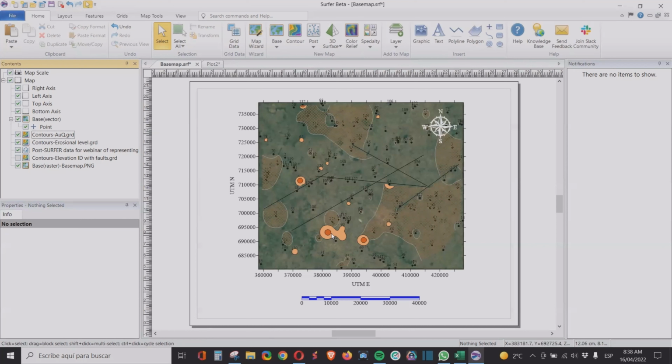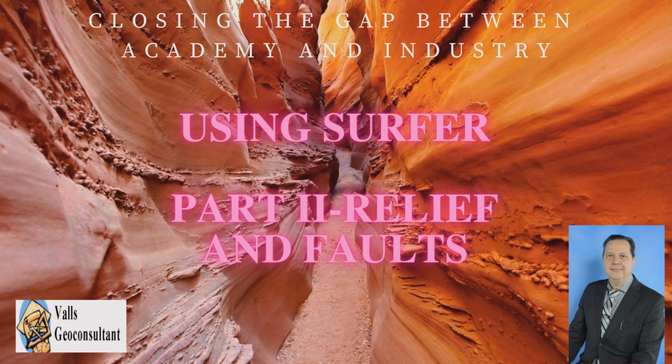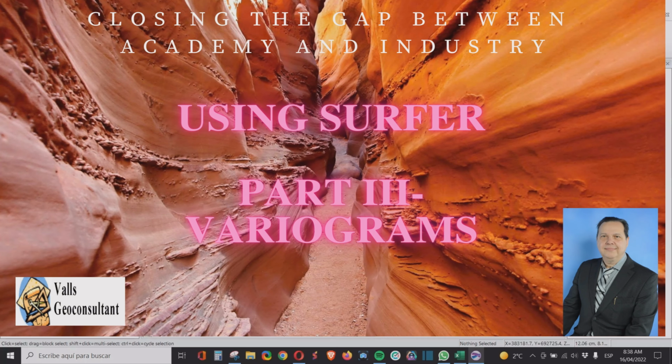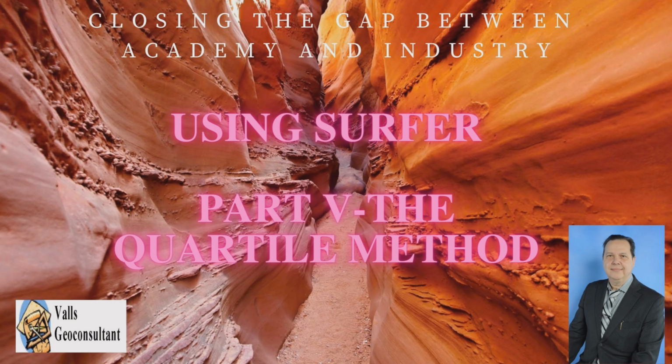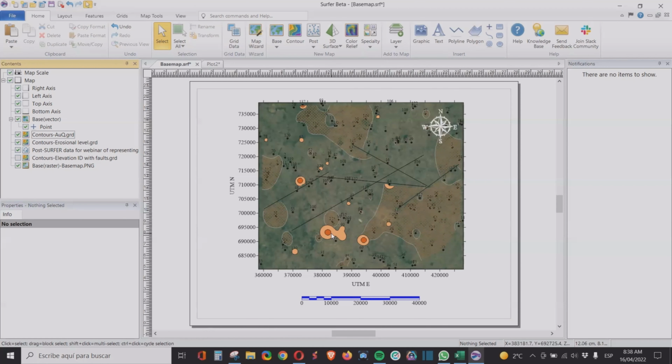And with this, we finish our series in SURFER. In this series, we started by making a base map, determine the linear meta-analysis, partial linear meta-analysis, the erosional level, and we finalize it with representing the geochemical data in your map. Again, the quartile method is the perfect way of representing multiple anomalies in just one map that represent the probability that this point here has 85% probability to be a gold deposit.